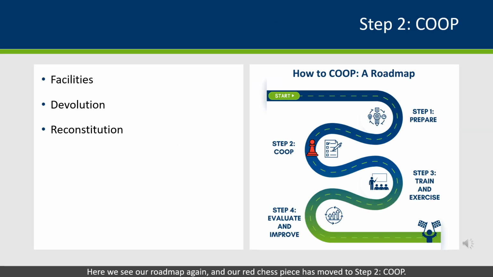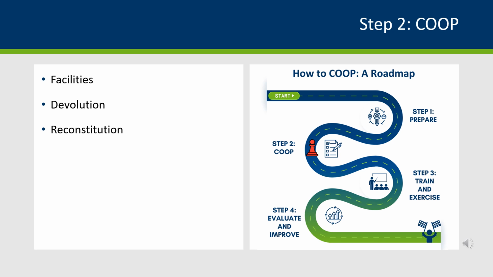Here we see our roadmap again, and our red chess piece has moved to step 2, write your COOP plan. In this webinar, we will focus on identifying an organization's COOP facilities, devolution, and reconstitution planning elements. We will build on what we discussed in webinars 1, 2, 3, and 4. Again, please have the COOP completion guide, COOP plan template, and your current COOP plan, if you have one, available. If you want to follow along in real time, you can pause this webinar at any time.